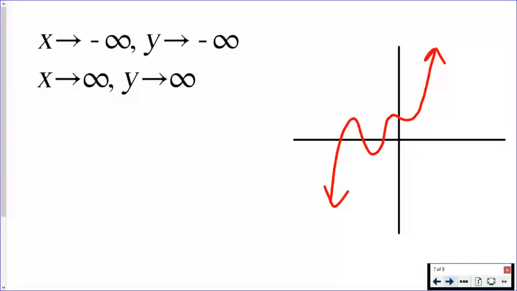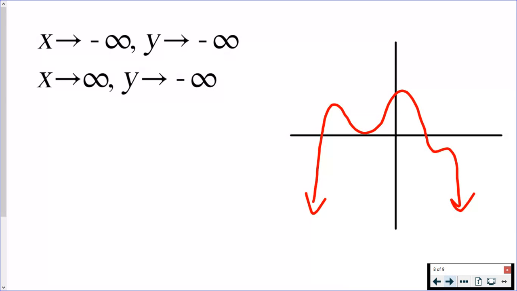Now this is an example of a positive odd graph. So the leading coefficient is positive, the degree is odd. The end behavior of this in the notation is telling me that on the left side of the graph, it's going down, y is approaching negative infinity. On the right side of the graph, it's going up, so y is approaching positive infinity.